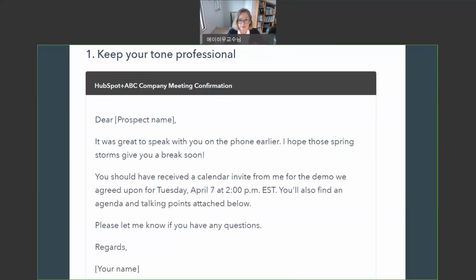All right, so the first tip for you guys is keep your tone professional. You can see up here in this brown field, that's where the subject line goes. So this is HubSpot plus ABC company meeting confirmation. Okay, so you know it's about a meeting confirmation. So, Dear, and then the person's name.